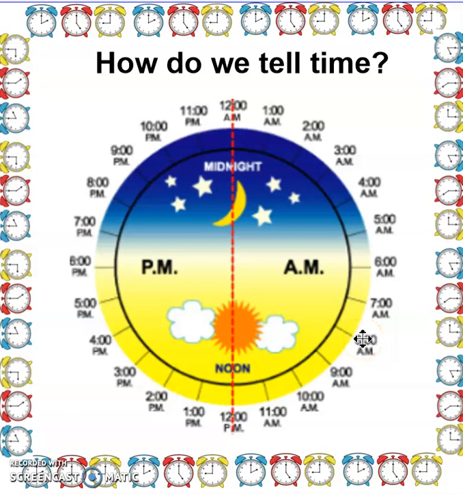We keep moving. 7 a.m., 8 a.m. I'm sure you're at school by this time. 9 a.m., 10 a.m., 11 a.m., 12 p.m. That is mid-afternoon. That's mid-noon. We'll call it noon. It keeps moving again. It turns to what? 1 p.m., 2 p.m., 3 p.m., 4 p.m.